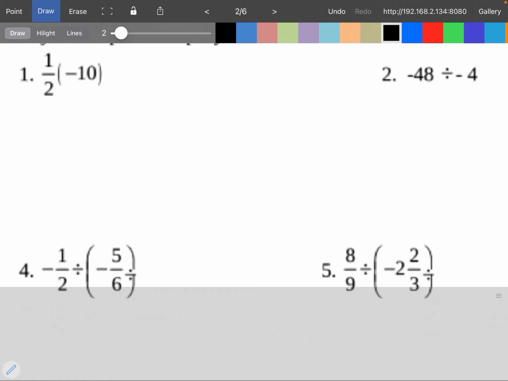All right, so in number 1, you have 1/2 times -10 over 1. So you want to put the -10 over 1 like that. Now you can just multiply straight across the top and straight across the bottom. Multiplying straight across the numerators gives you -10, and multiplying straight across the denominators gives you 2. But then you got to actually reduce or simplify it. So what's -10 divided by 2?